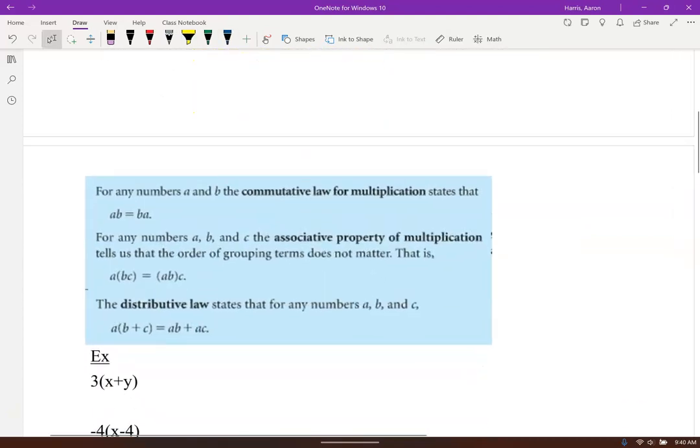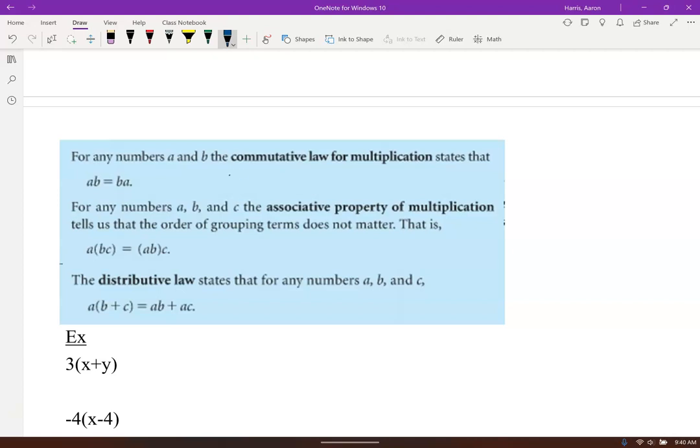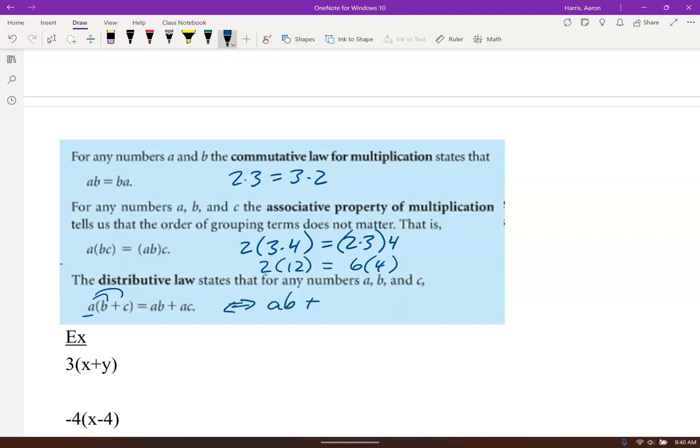So here's our first one, commutative law. A times B equals B times A. So 2 times 3 we know is the same as 3 times 2. It doesn't matter which way you write that. It's still 6. The associative property holds. 2 times 3 times 4 is the same as 2 times 3 first times 4. For example, this is 2 times 12, which is 24. This is 6 times 4, which is still 24. And then finally, the distributive property says A times B plus C, and then you go A times B plus A times C.